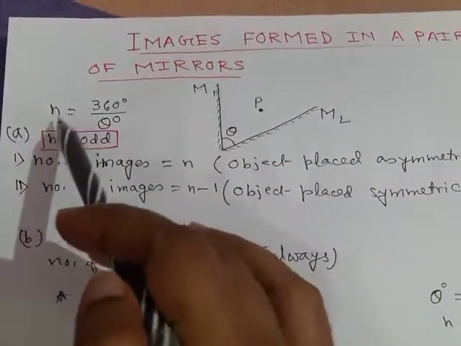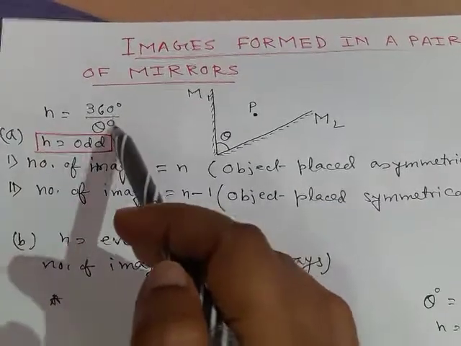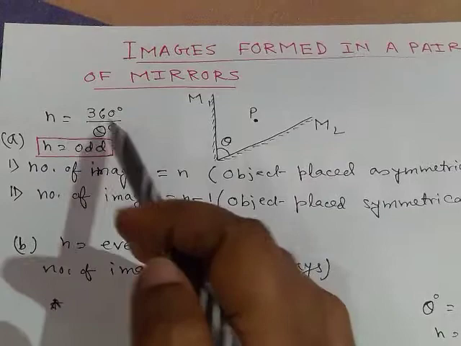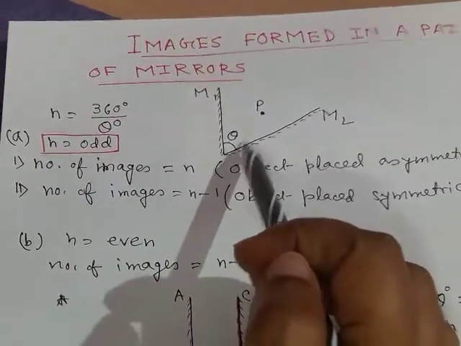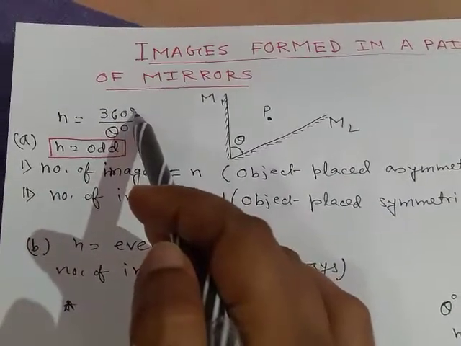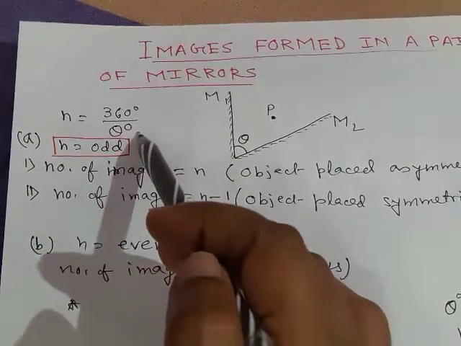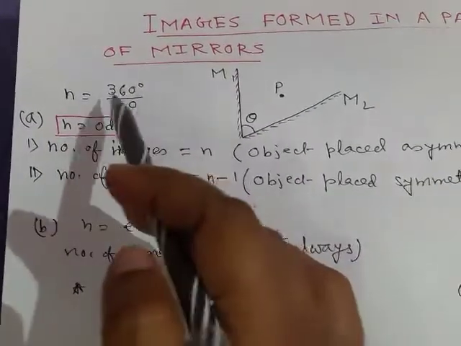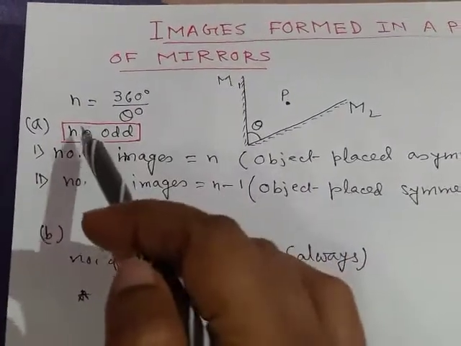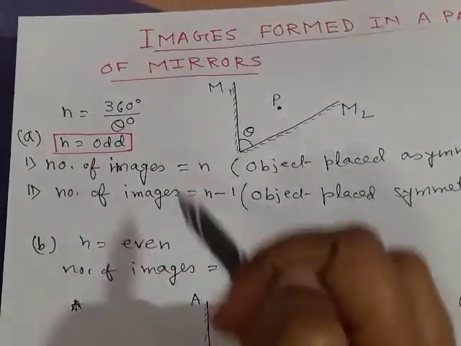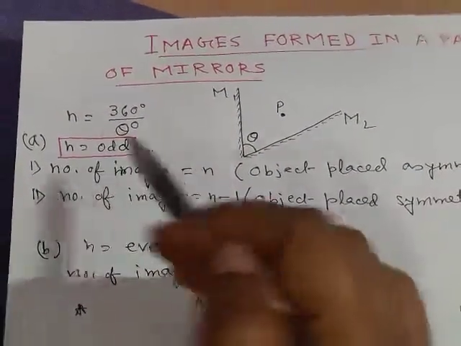And here n is the number given by, if you divide 360 by the angle theta, then you will get a number n. This is 360 degrees and theta is in degrees, as this denotes an angle. Now there may be two cases. One is n is odd and another is n is even. N may be an odd number or an even number.